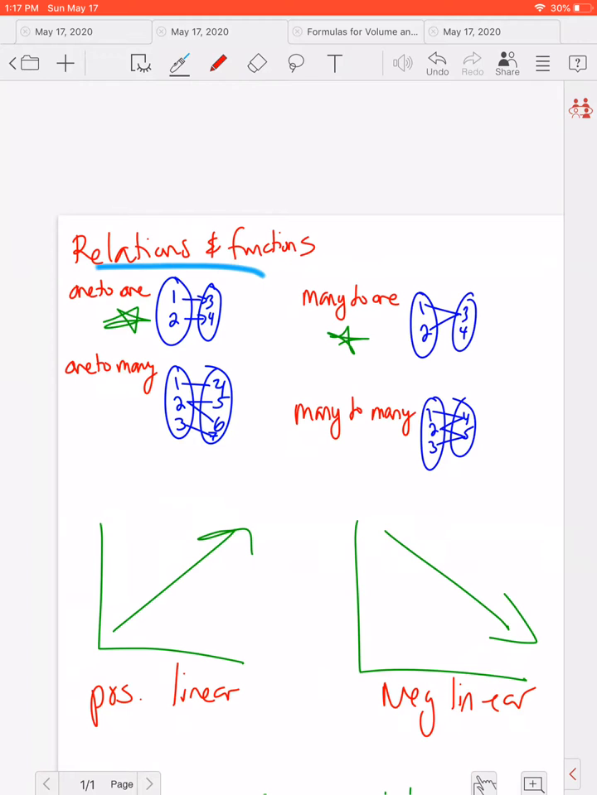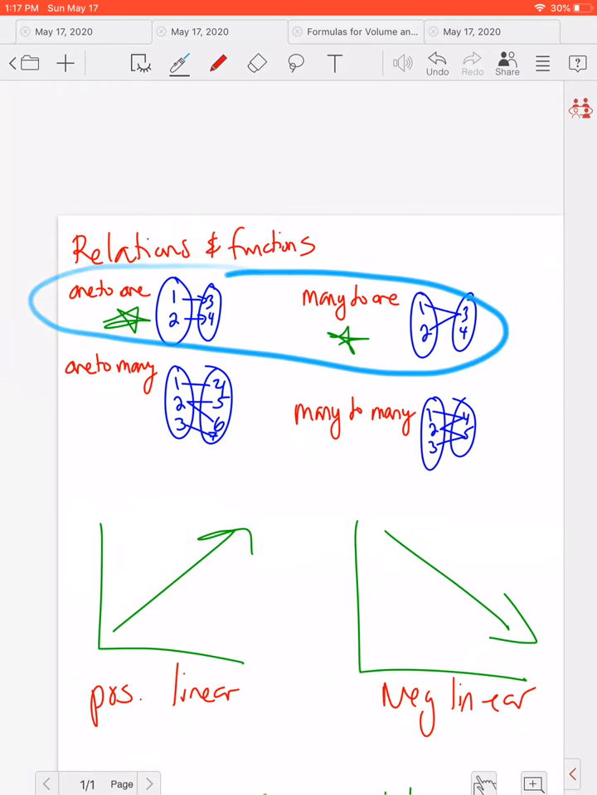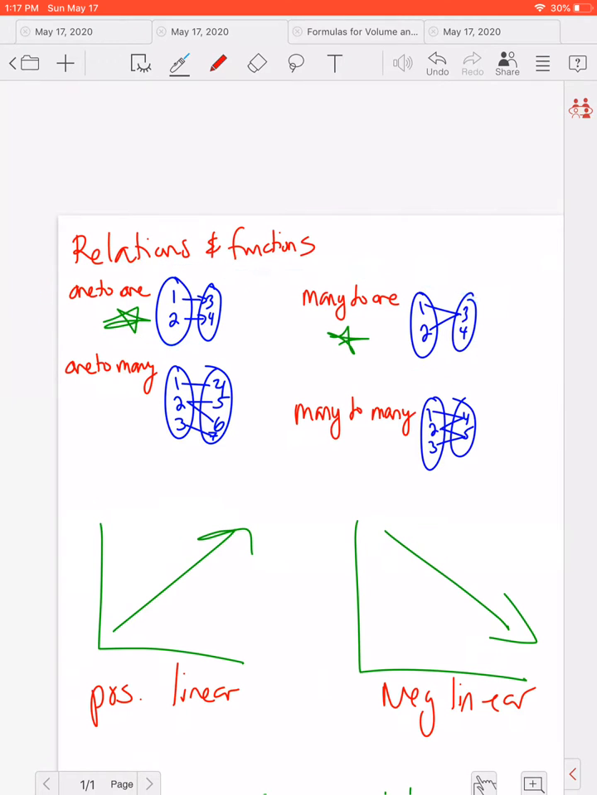Now 2 of them are functions. Remember, if it ends on the word one, it's a function. So one-to-one and many-to-one are both what we consider functions. Okay, we can also tell a function by the vertical line test.